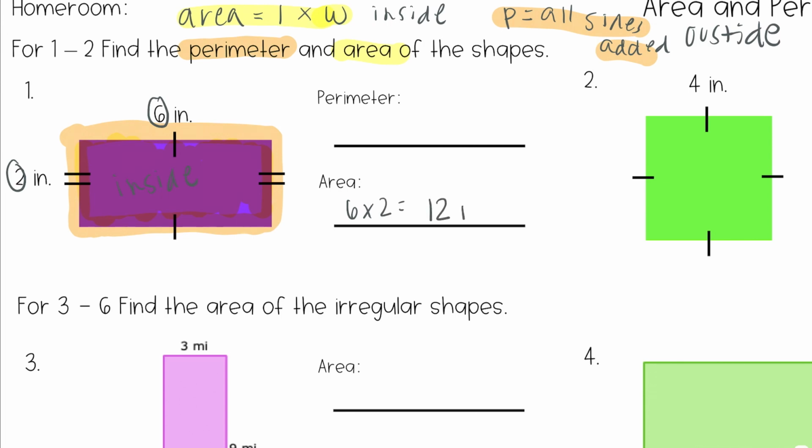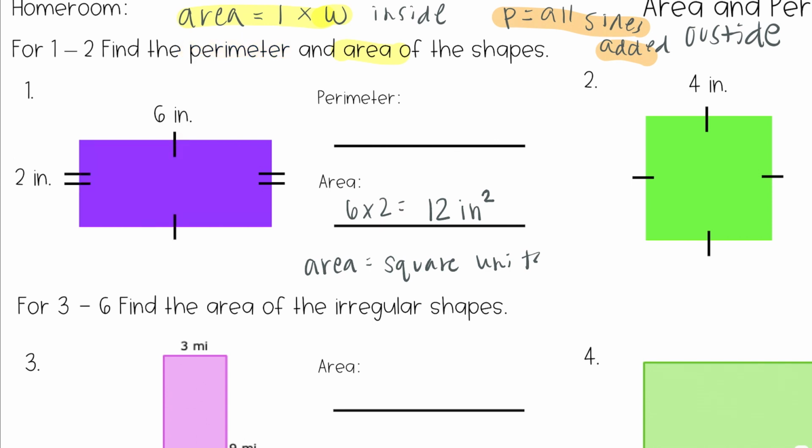I have 6 inches and 2 inches, and I have to multiply them because it's length times width. So I have 6 times 2, which is 12. And remember, area is measured in square units, and so I can represent that with a 2 like this, so it's inches squared. That's an exponent. That's how I represent square units. Or you can write square inches.